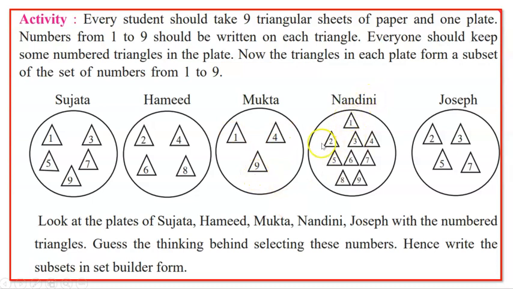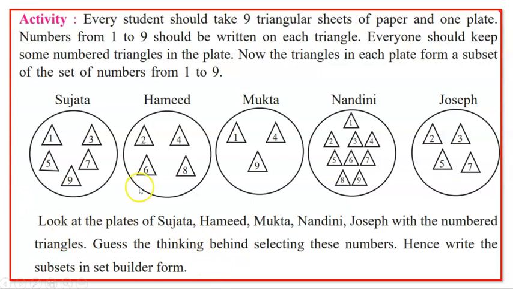Nandini: 1, 2, 3, 4, 5, 6, 7, 8, 9, and Joseph: 2, 3, 5, 7. Look at the plates of Sujata, Hamid, Mukta, Nandini, Joseph with the numbered triangles. Guess the thinking behind selecting these numbers. Hence, write the subsets in set builder form.